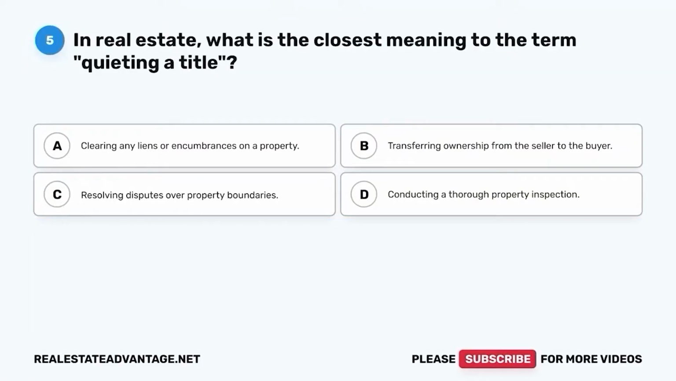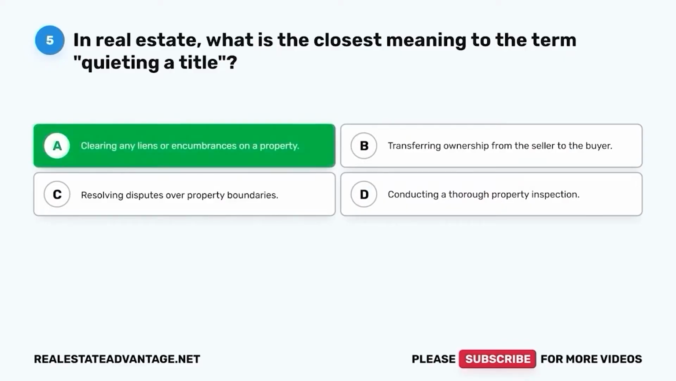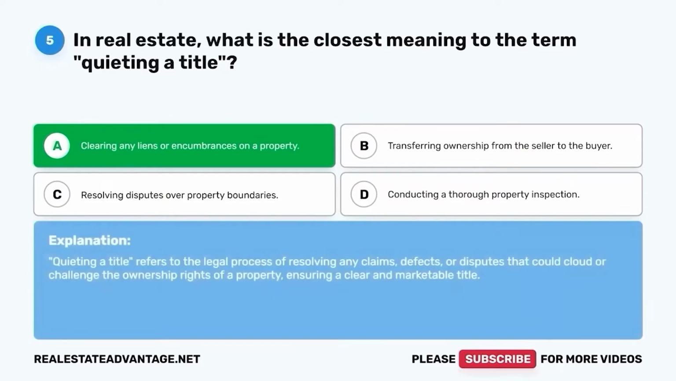Question 5. In real estate, what is the closest meaning to the term quieting a title? A. Clearing any liens or encumbrances on a property. B. Transferring ownership from the seller to the buyer. C. Resolving disputes over property boundaries. D. Conducting a thorough property inspection. The correct answer is A. Clearing any liens or encumbrances on a property. Quieting a title refers to the legal process of resolving any claims, defects, or disputes that could cloud or challenge the ownership rights of a property, ensuring a clear and marketable title.